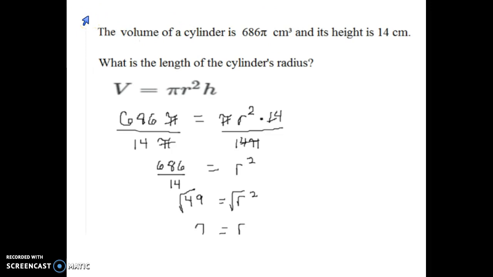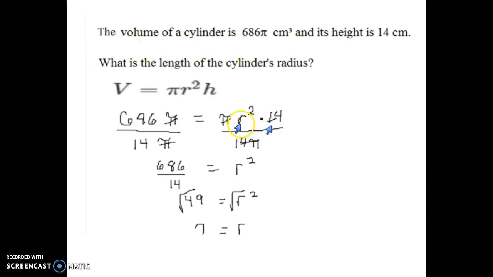All right, this one gives you the volume of the cylinder of 686 pi cubic centimeters, and it gives you the height 14, and it wants the length of the radius. So we're looking for our r. So we're going to use the same formula. The volume is pi r squared h, except now we're going to just solve for r. So we're going to plug in 686 pi is equal to pi r squared times our height, which is 14.